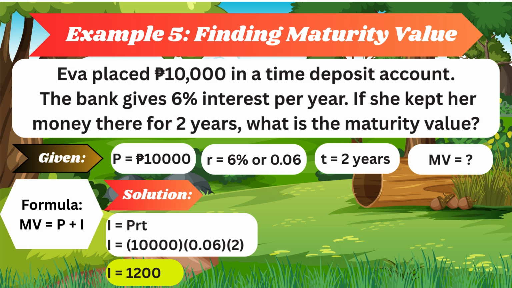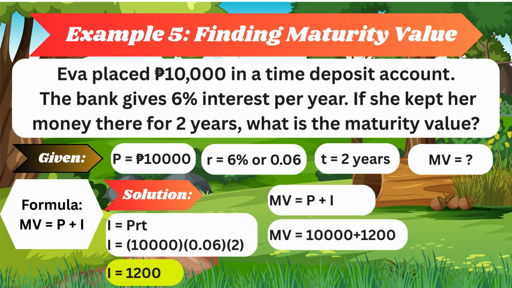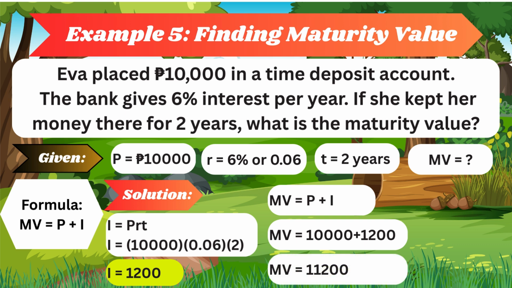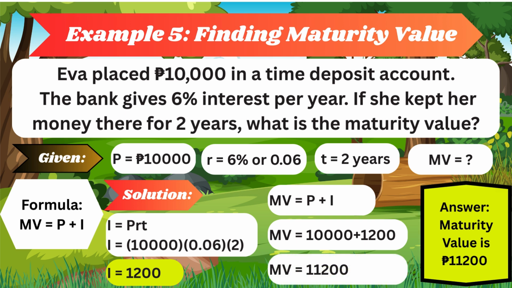Now that we have the interest, all we need to do is add it to the principal. We have maturity value equals principal plus interest. Then, substitute the values. We have maturity value equals 10,000 plus 1,200. Simplify. We have maturity value equals 11,200. Therefore, the maturity value is 11,200 pesos.